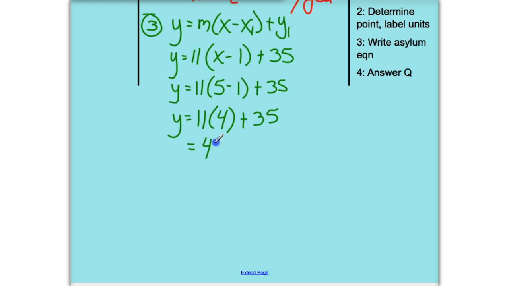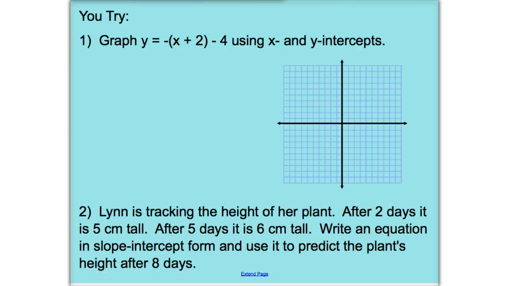So we've got 11 times 4 is 44. Plus 35 gives us 79. Label your answer. The y-coordinate represented families. So we think in year 5, there will be 79 families attending our event. And we have 2 Try questions.